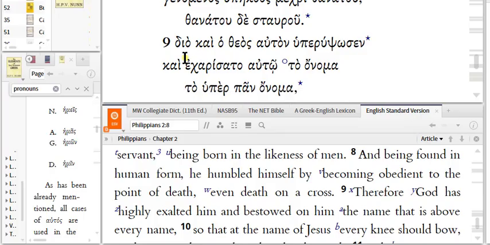Here's some of this. So verse 9. Dia, therefore, also ho theos. What case is ho theos? Nominative. So what function would it have in this verse? It's the subject. And this is the verb of which ho theos is the subject. Therefore, God highly exalted, and auton is what case? Accusative. You see that nu there. So therefore, God highly exalted him. Kai echarisato autō, and gave autō, what case?